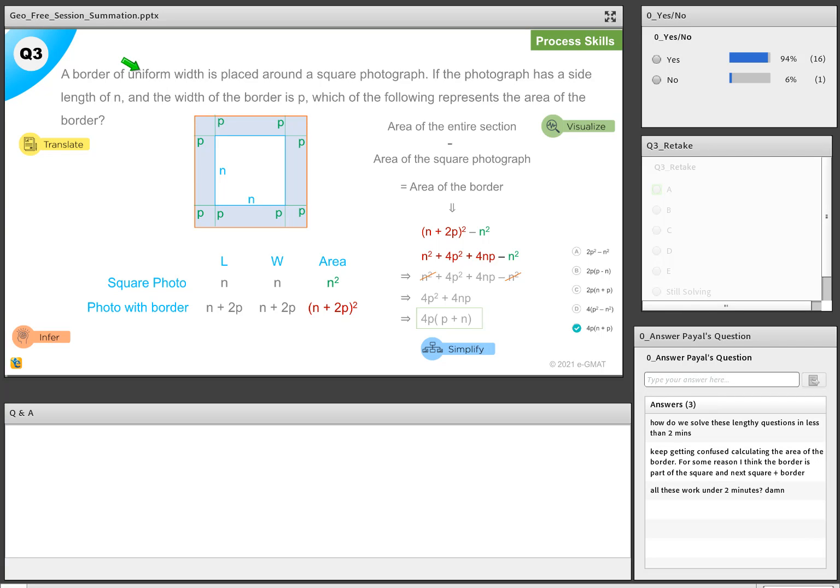The student here who's saying, Aris, if I'm pronouncing your name correctly, that you keep getting confused calculating the area of the border. For some reason, I think the border is part of the square plus the next square plus the border. That means you're not yet able to visualize, which means you're not yet ready to move on to solve data sufficiency questions, which means you need to spend more time on the process skill files. And that's the feedback that you will get from the system as you're going through the course.